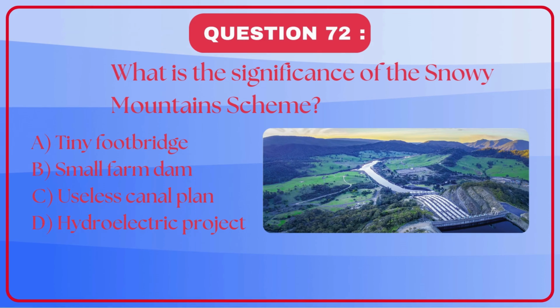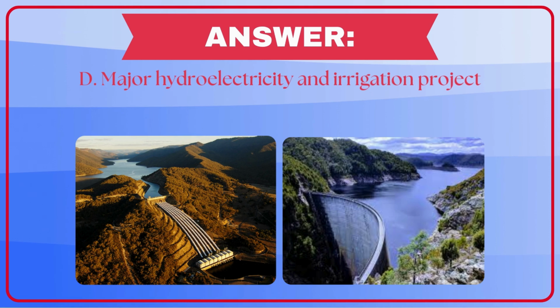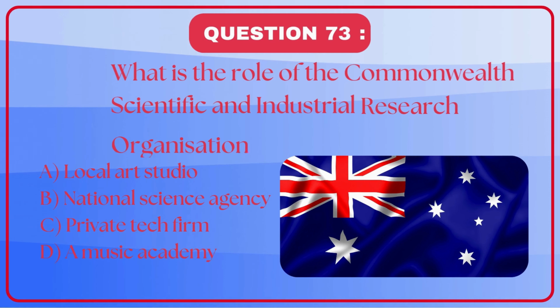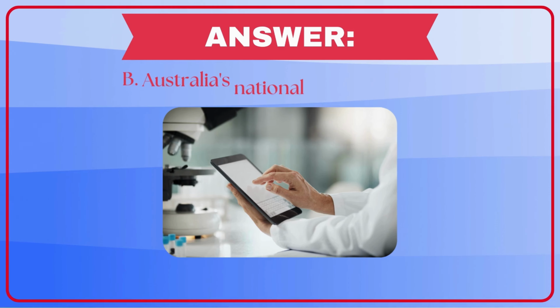What is the significance of the Snowy Mountains scheme? Major hydroelectricity and irrigation project, symbol of post-war development. What is the role of the Commonwealth Scientific and Industrial Research Organisation? Australia's National Science Agency conducts research and innovation.